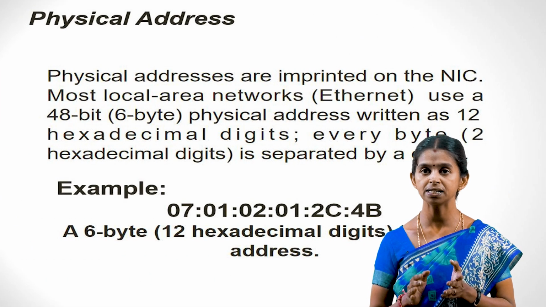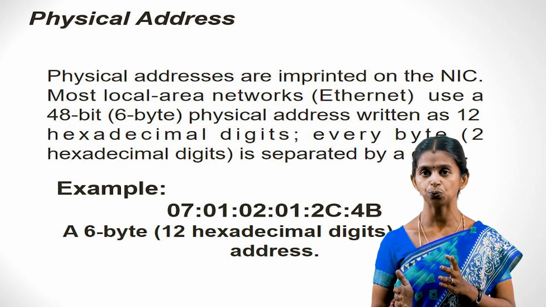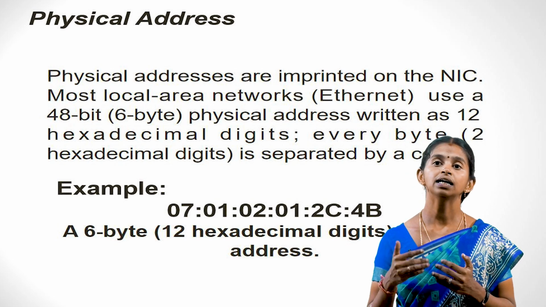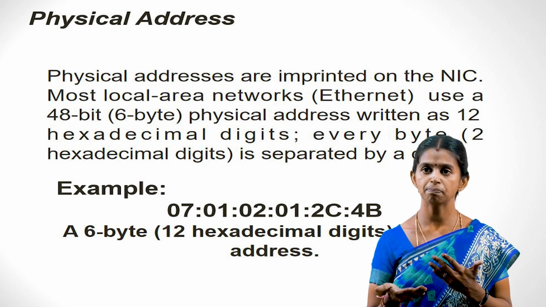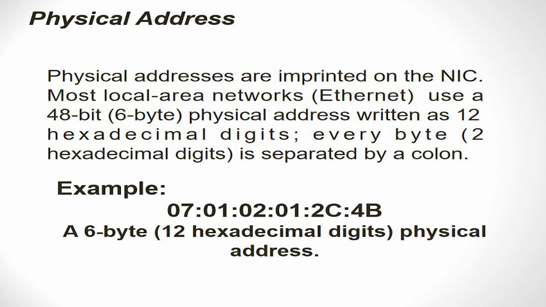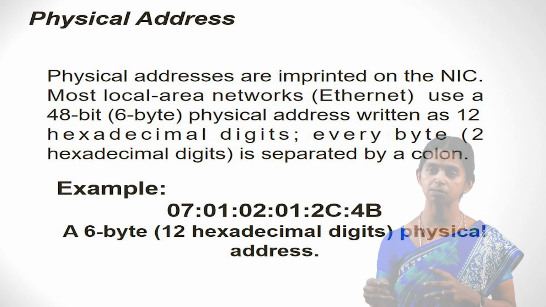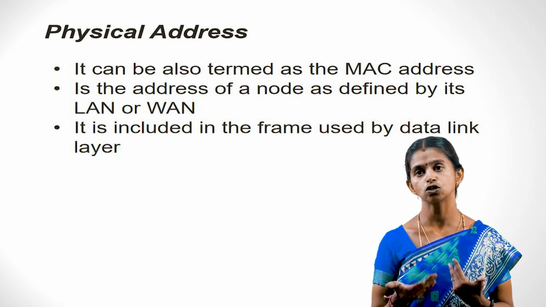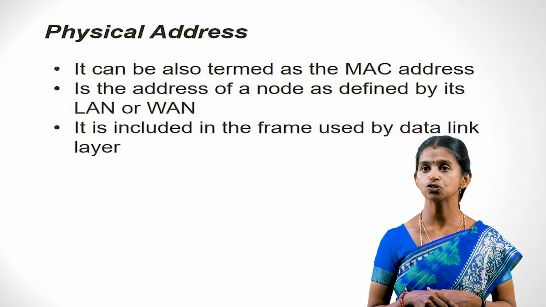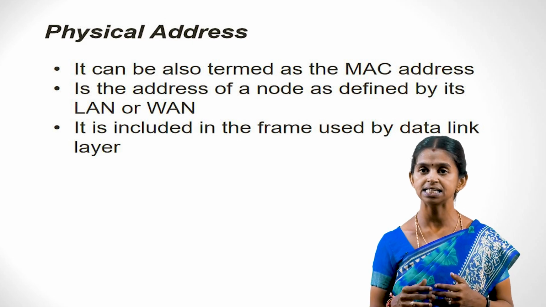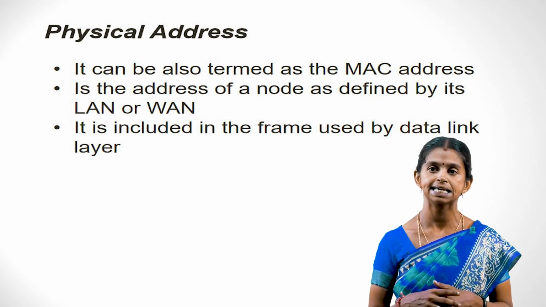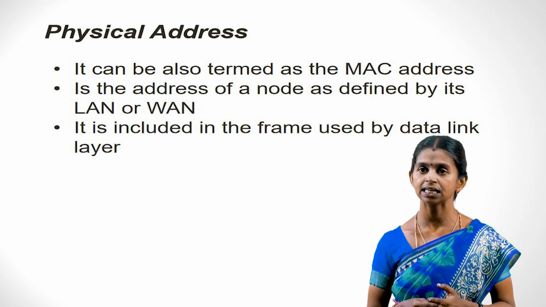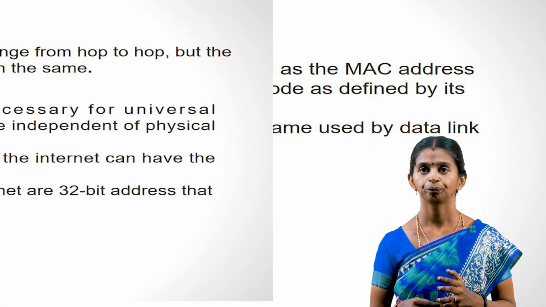Physical address is imprinted on the NIC. Most local area networks, such as Ethernet, use a 48-bit, that is 6-byte, physical address written as 12 hexadecimal digits. Every byte is separated by a colon. The 6-byte, 12 hexadecimal digit physical addresses are displayed here. A physical address, also known as the MAC address, is the address of the node as defined by the LAN or WAN. It is included in the frame used by the data link layer. The physical address in the datagram may change from hop to hop.